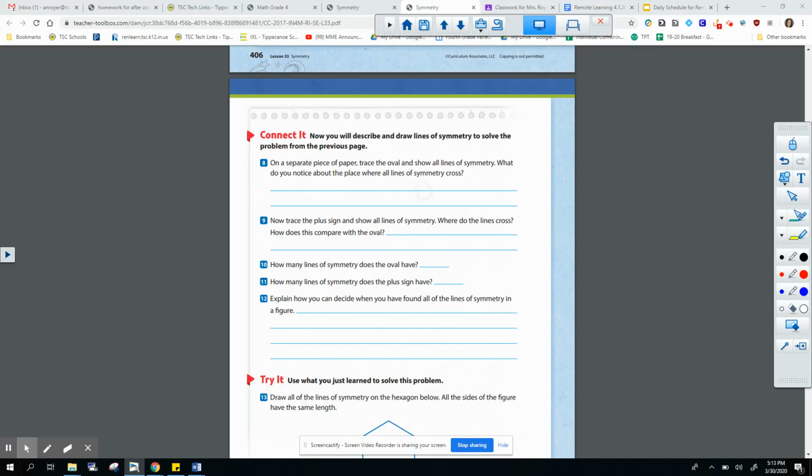So what I want you to do is write what we notice about the lines of symmetry. And hopefully you noticed that they all go through the middle, just like we talked about yesterday. So I'm going to write they all cross through the middle. Okay, now trace the plus sign and show all the lines of symmetry. Where do the lines cross? How does this compare with the oval? And I would say it's the same. They cross through the middle again.